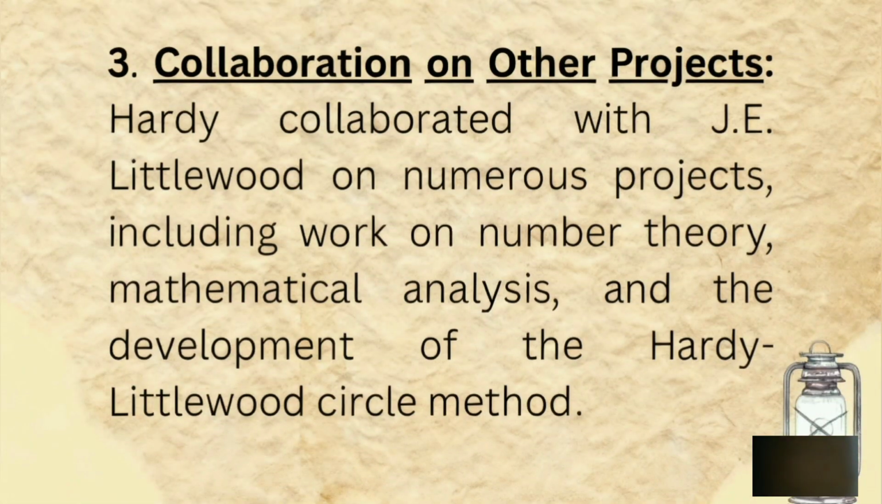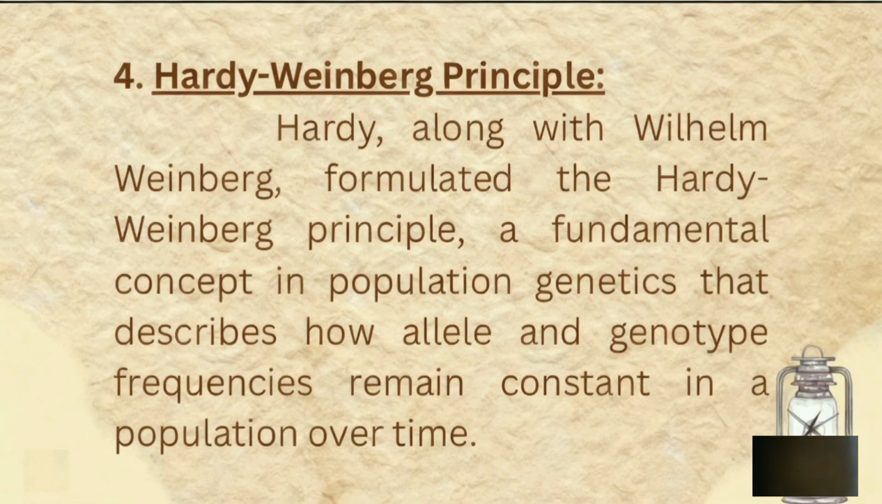Number 3, collaboration on other projects. Hardy collaborated with J.E. Littlewood on numerous projects, including work on number theory, mathematical analysis, and the development of the Hardy-Littlewood circle method. And the last one, number 4, the Hardy-Weinberg principle. Hardy, along with Wilhelm Weinberg, formulated the Hardy-Weinberg principle, a fundamental concept in population genetics that describes how allele and genotype frequencies remain constant in a population over time.